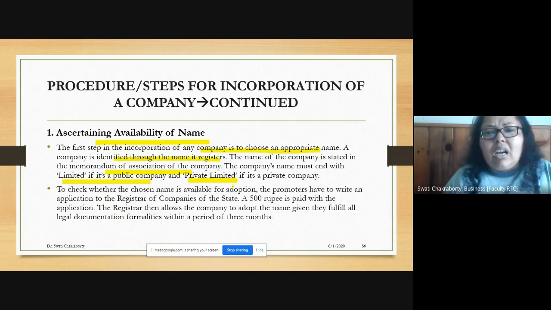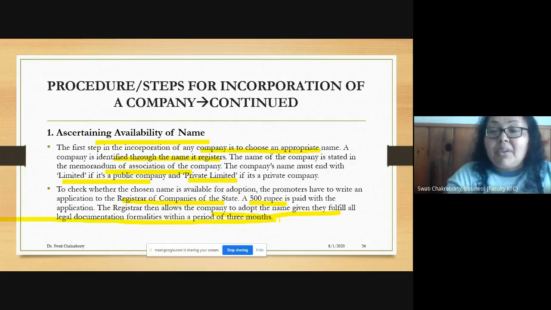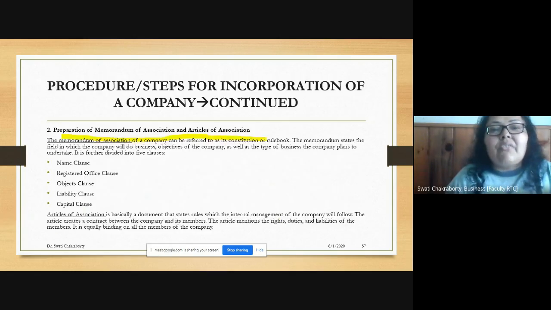so for incorporation, you have to put an application to the registrar of the companies of the state, and in India it's 500 rupees that you have to pay, right? Then the registrar allows the company to adopt the name, provided all legal formalities are fulfilled within a period of 3 months. The second stage is preparation of MOA and AOA, right?